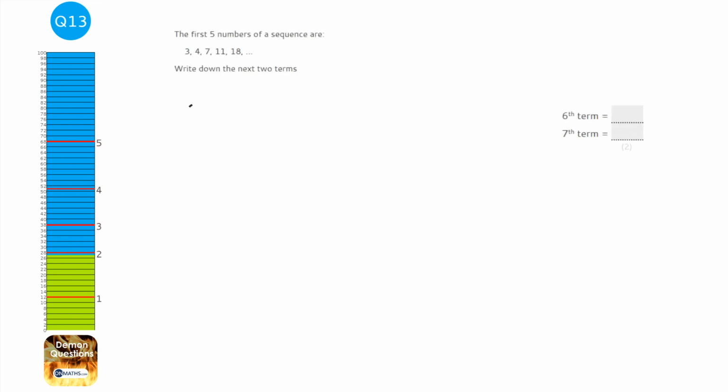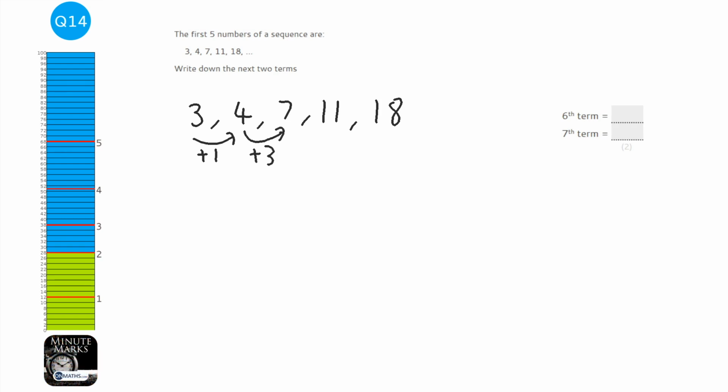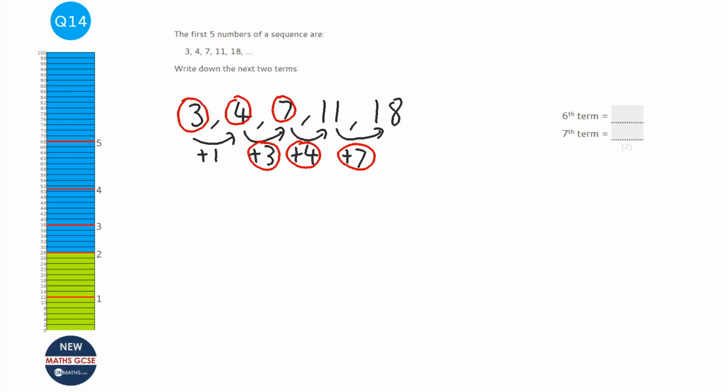With any sequence, the first thing to check is whether it goes up by the same amount. Well, looking at this, it goes up by 1, this goes up by 3, so it's not going up by the same amount. This goes up by 4, this goes up by 7. But something you might notice is this goes up by 7, yet there's a 7 here. This one goes up by 4, and there's a 4 here. This goes up by 3, and there's a 3 here.